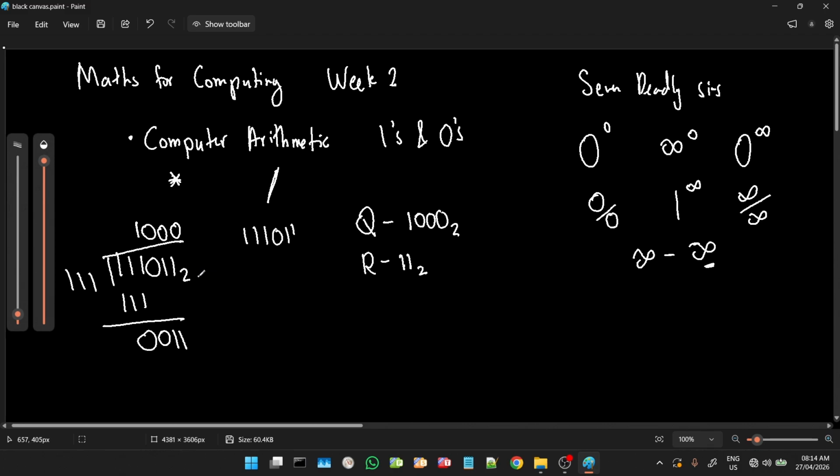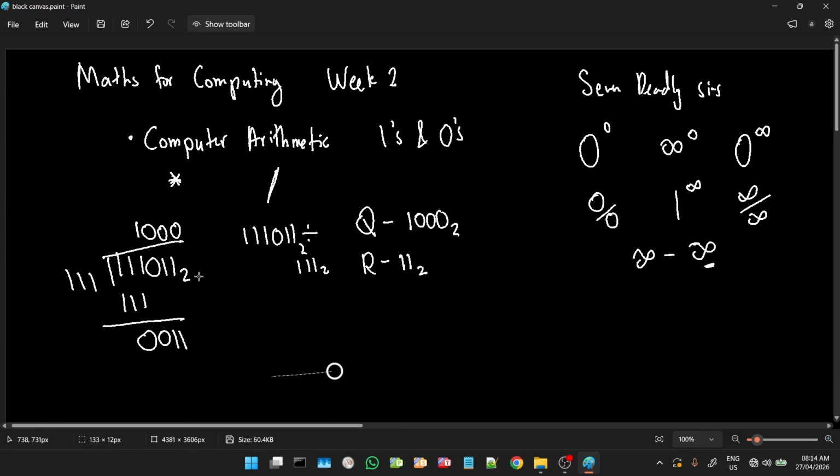So every single time you divide a number, you have to write its quotient. When it comes to computer arithmetic, you must write its quotient and you must also write its remainder. This is very, very important.